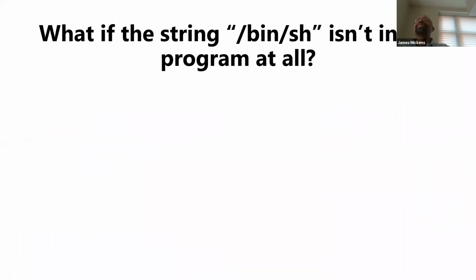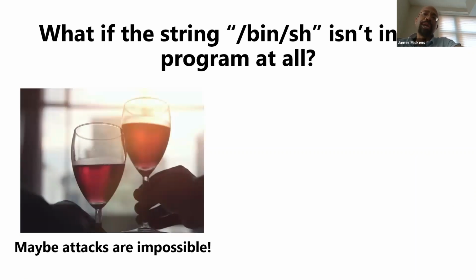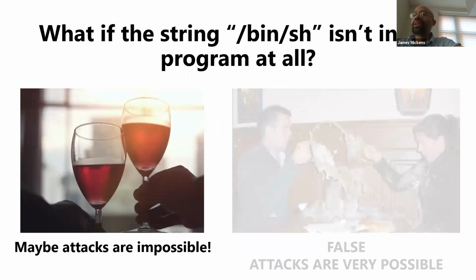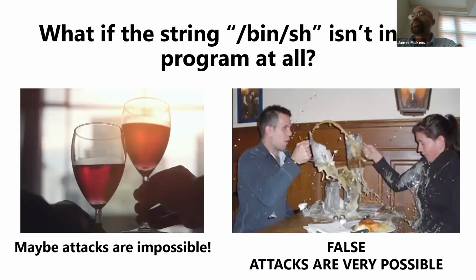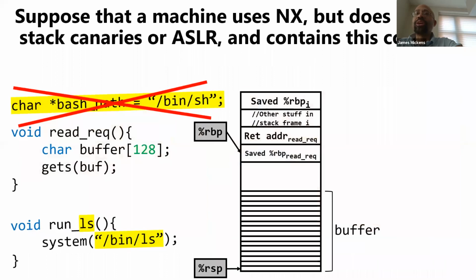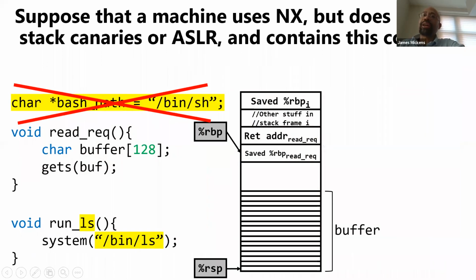Okay, so now let's imagine that the string /bin/sh isn't in the program at all. What happens if this is the case? We might be thinking, well, okay, maybe attacks are impossible. And that's false. Attacks are very, very possible. In fact, let's go do it. I mean, don't do this in real life, but let's do it in this imaginary criminal world that I've apparently brought you all into.